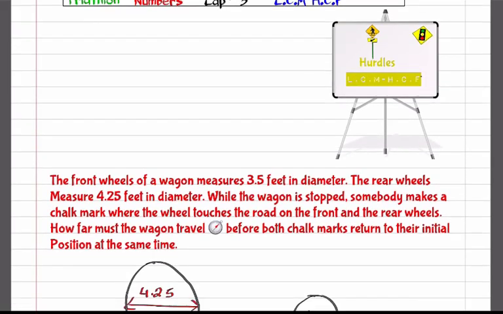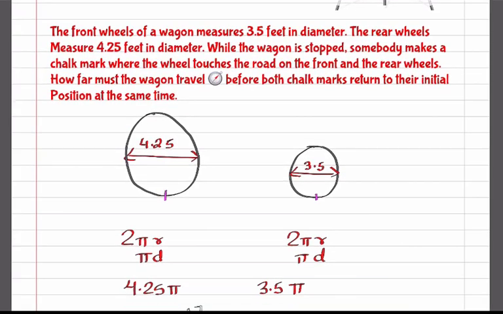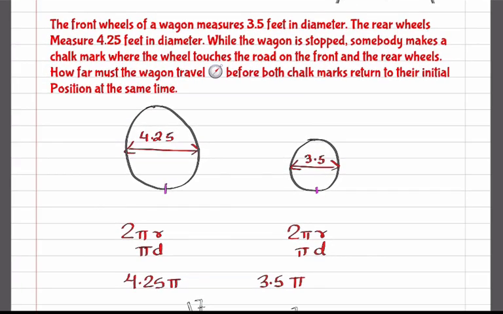Now these are the last few 10 minutes before we are done with this. So let's see an application of LCM HCF in a word based problem, because we have not seen one on this. The front wheel of a wagon measures 3.5 feet in diameter. This is my front wheel. The rear wheel measures 4.25 feet in diameter.